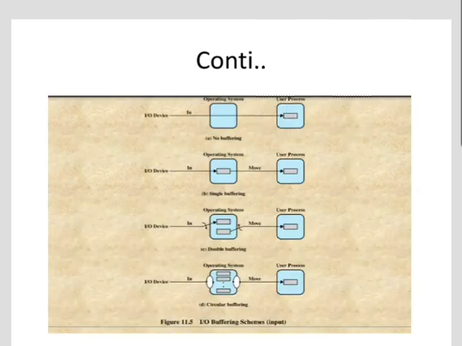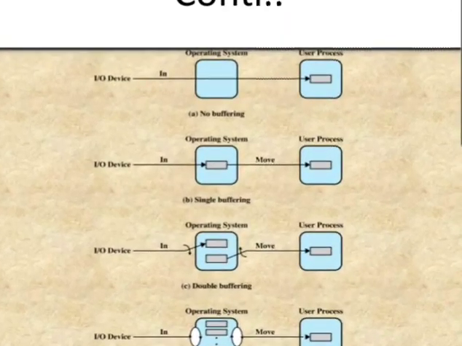Now the diagrams for different bufferings are shown. The first one is for no buffering, the second diagram is for single buffering, the third diagram is for double buffering, and the last diagram is for circular buffering. So these are input-output buffering schemes.